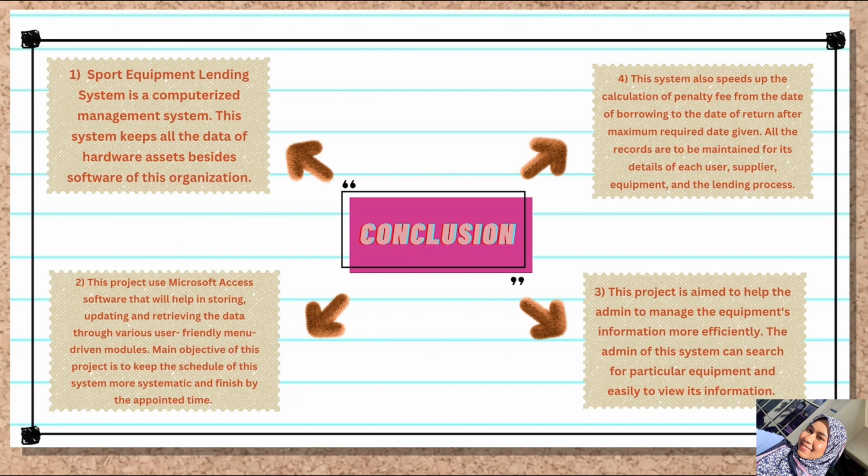The admin of this system can search for particular equipment and easily view its information. The system also will update the list of equipment in the database every time the landing process is complete. Not only that, but this system also speeds up the calculation of the penalty fee from the date of borrowing to the date of return after the maximum required date given.